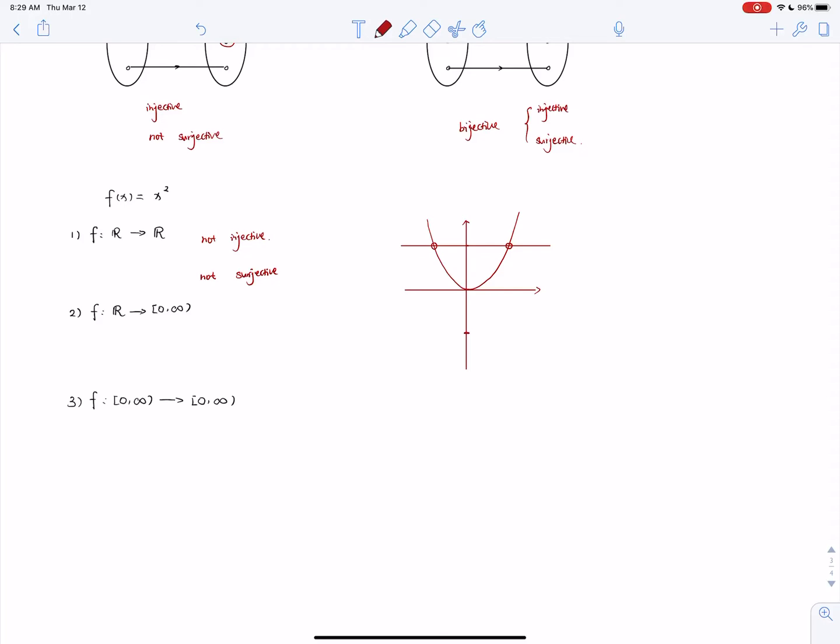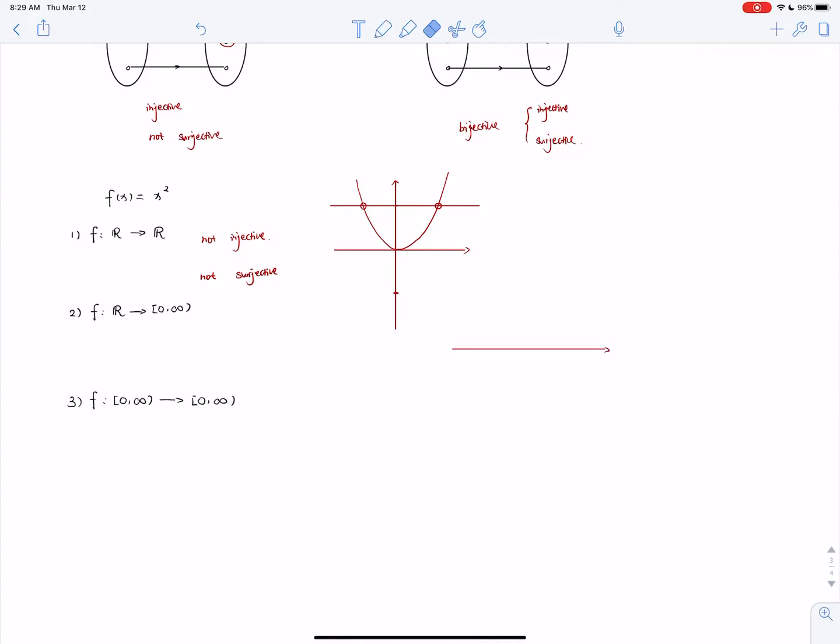However, we can make this function injective, surjective, or bijective by changing its domain and codomain. If we look at the second one, we changed its codomain to 0 to infinity. It's going to be the same graph, except this time we only need this part. Your codomain is only this part. So in this case, it's still not injective because it doesn't pass the horizontal line test, but it is surjective, because every single element from 0 to infinity has one or two elements that map to it.